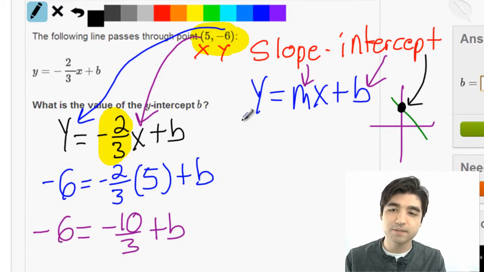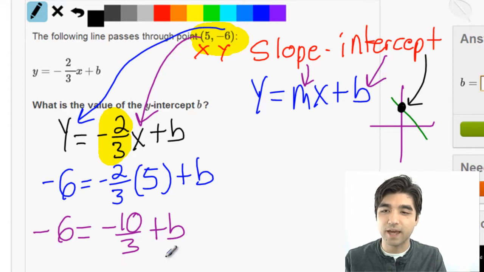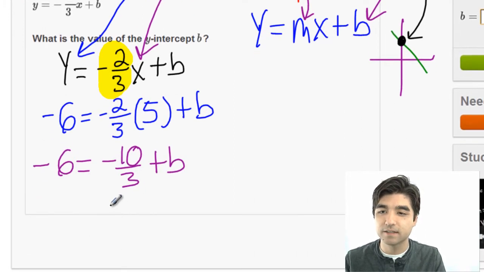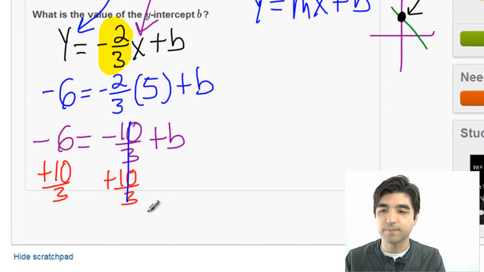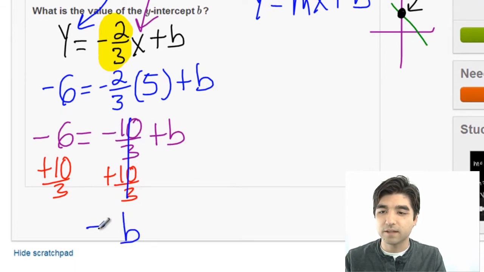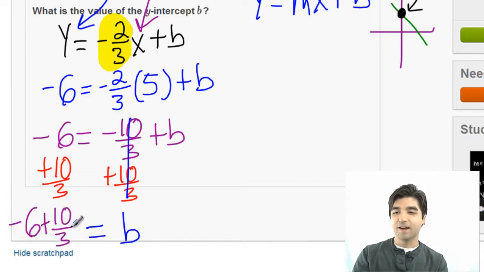This step's a little difficult. You've got this fraction here. We need to add that to both sides. So let me do plus 10/3 to both sides. And now on the right hand side it's going to cancel out, right? And then you just have b. On the left hand side you have negative 6 plus 10 over 3.